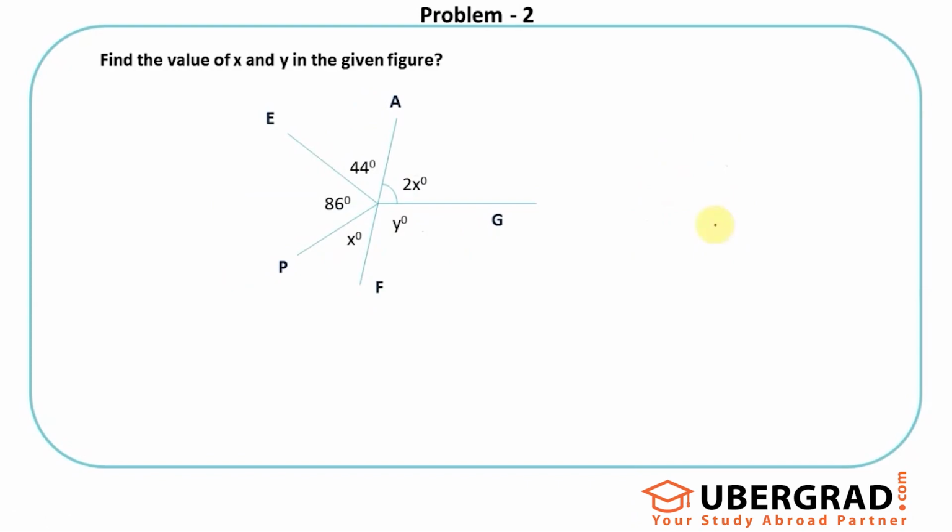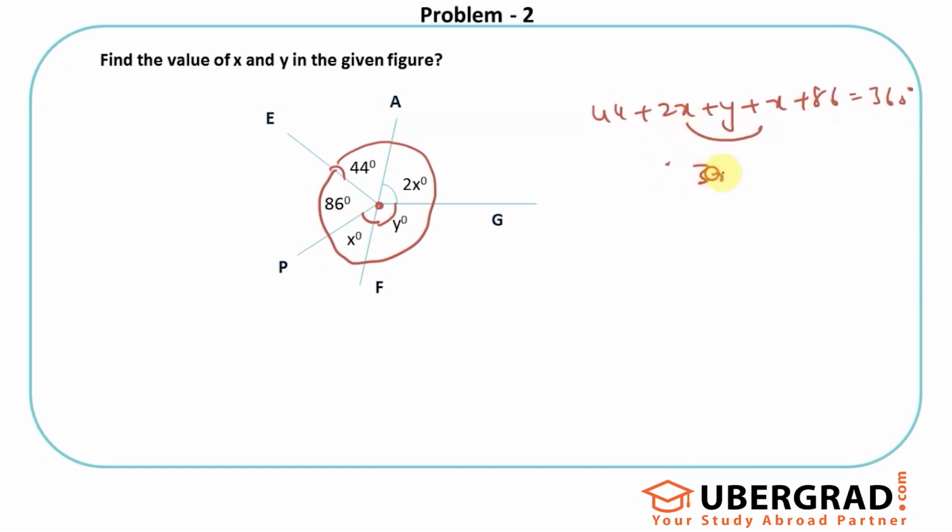Next, find the value of X and Y in the given figure. So this is 2X, this is X, I need to find Y. So if I say AF is a straight line, or maybe let's take that around this point, the entire is 360 degrees, right? So what will you do? 44 plus 2X plus Y plus X plus 86 is equal to 360 degrees. So I add, I'll get 2X plus X is 3X plus Y, 44 plus 86 is 130, equal to 360. So 130 goes that side, 360 minus 130 is 230. So I'll get 3X plus Y is equal to 230.